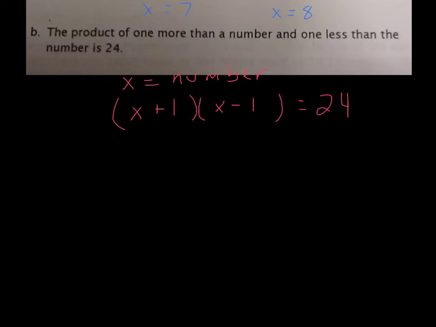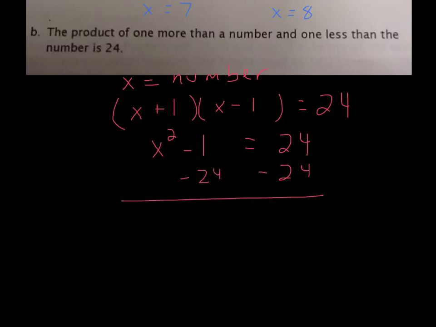So what you're going to do first is you're going to FOIL this. But hopefully you realize that you have x plus 1, x minus 1, and that's a difference of two squares, right? So again, x squared minus 1, okay, is the answer to that, equals 24. Okay, now to solve for x, what do we have to do? We have to get it equal to 0, right? So we're going to bring 24 over.